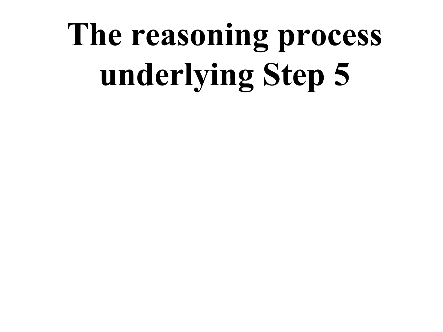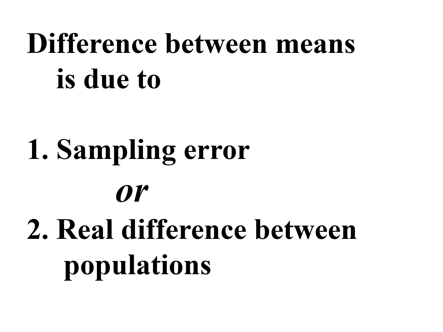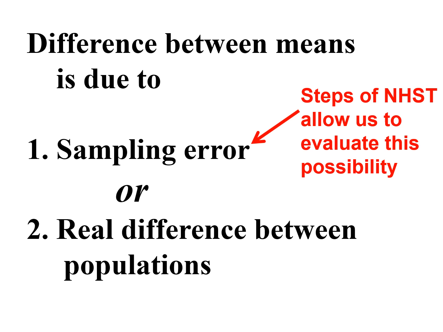So let's review some of the reasoning process underlying step 5. We said that the researcher has to decide whether the observed differences between the sample means is due to sampling error or instead indicates a real difference between the populations. The steps of null hypothesis significance testing allow us to evaluate the first possibility, that the observed difference between means might be due to sampling error.